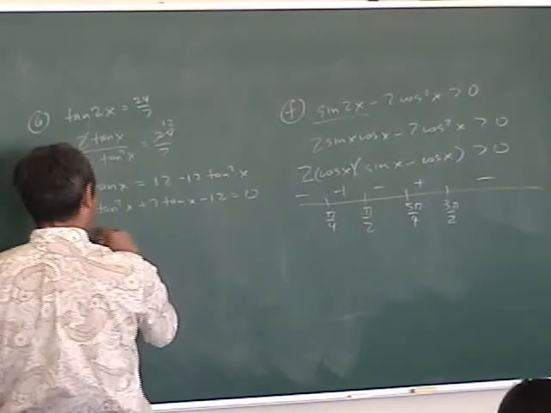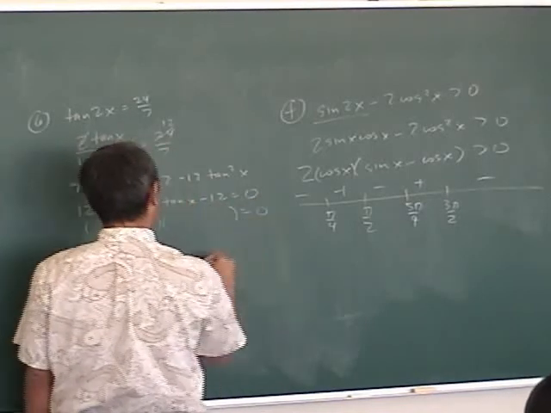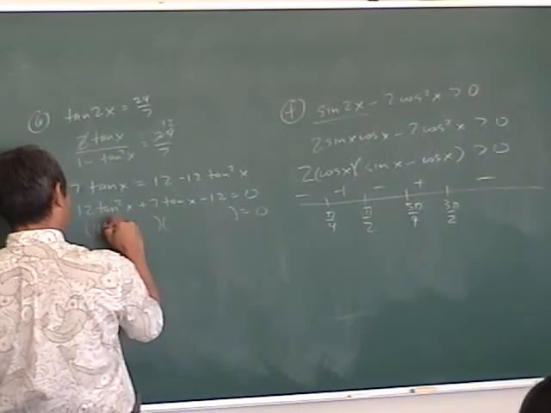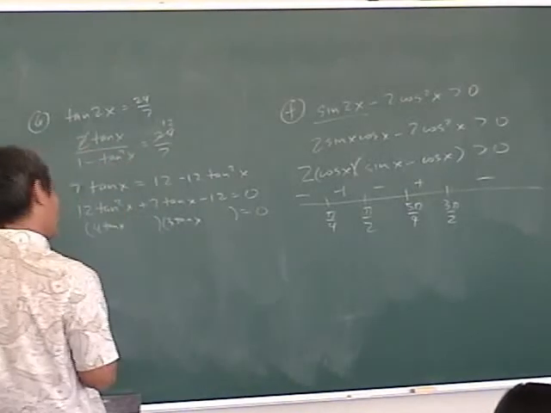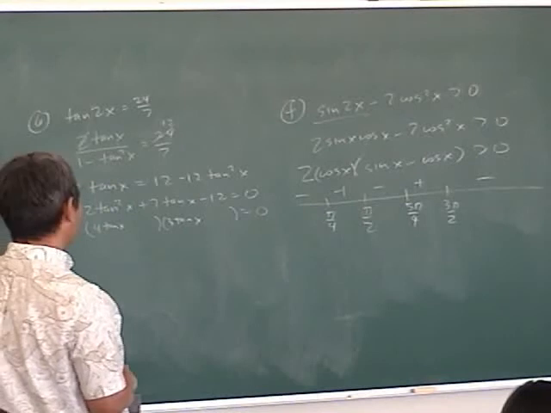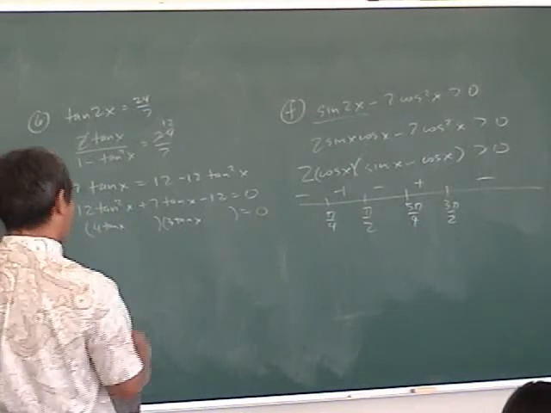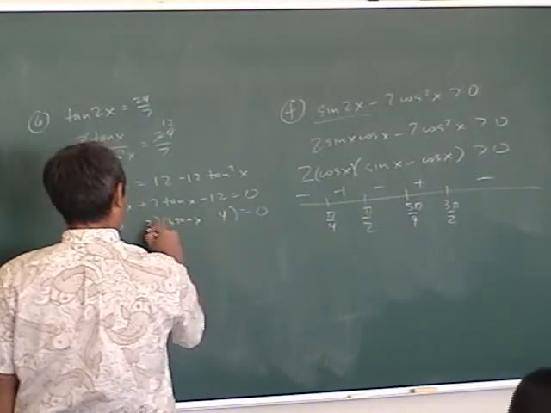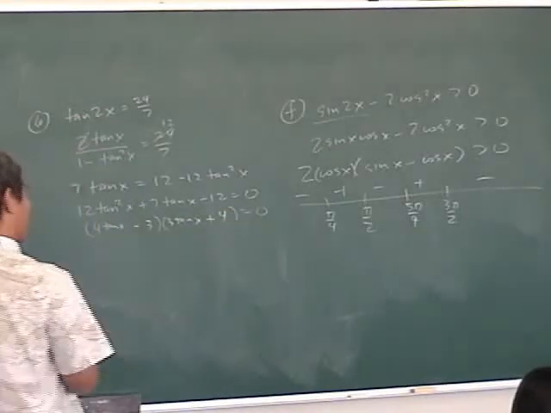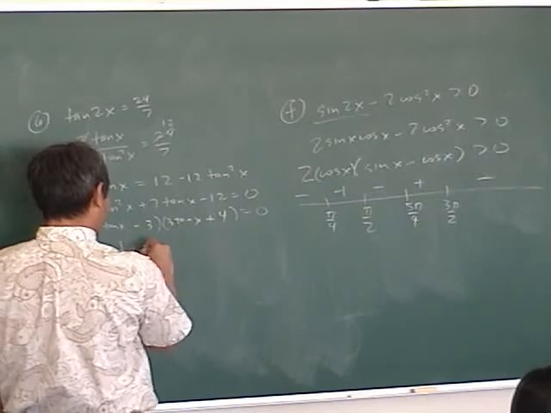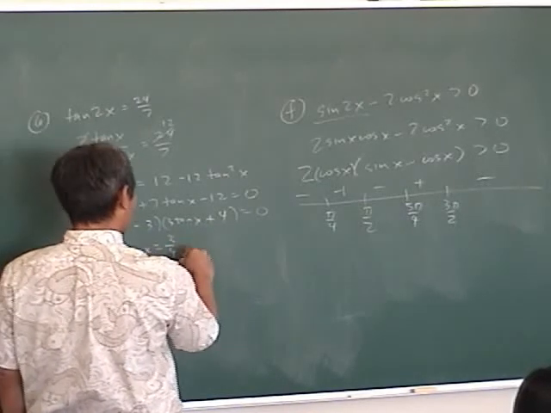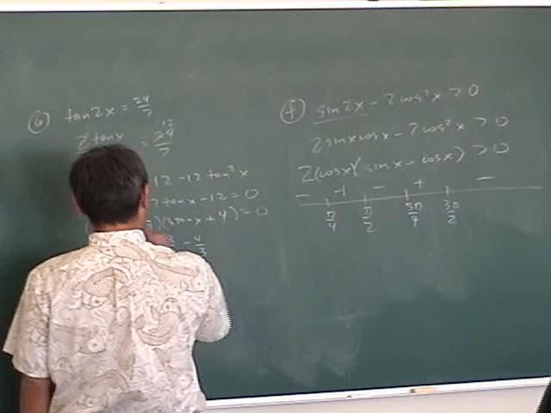And what do you think? Do you think it's going to factor? So you got 4 tan x, we'll try that, 3, so 4 and 3, and then let's see, 4 and 3, 16 and 9, yes! So plus 16 minus 9 will give you plus 7, right? So setting each one equal to 0, tangent x equals either 3/4 or negative 4/3. Box that, that's the answer.